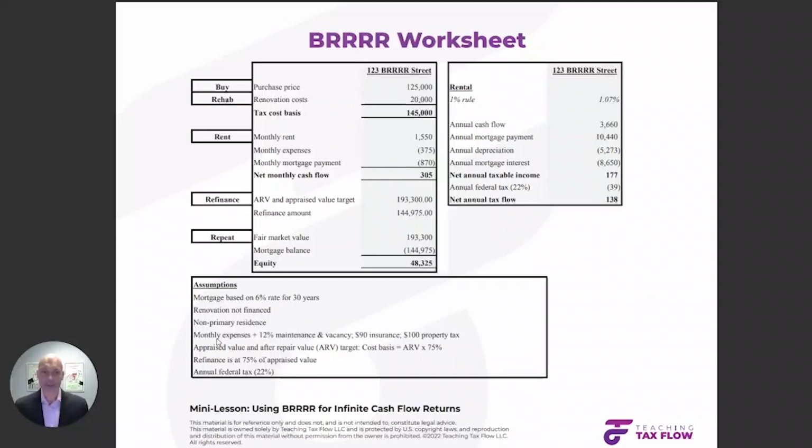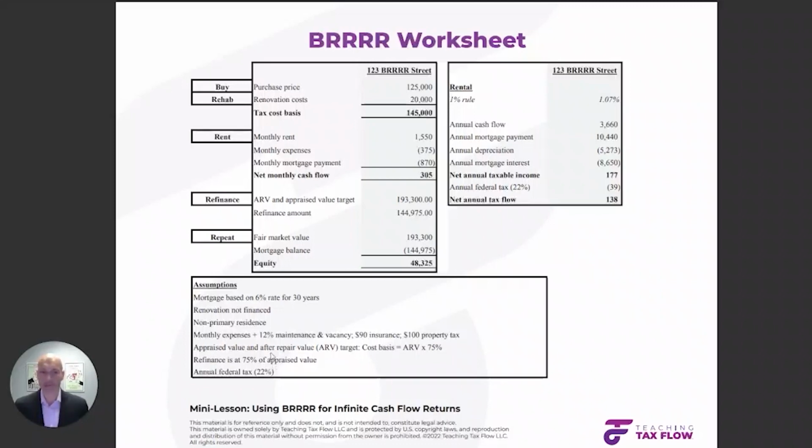Now, the key to the BRRRR method is once you acquire the property, we're going to walk through that process, and you renovate it, you need to figure out what the appraised value and after repair value is. So after repair value, the acronym ARV, all right? And typically, we're going to be able to pull out 75% of the equity, 75% of that after repair value or appraised value when doing that BRRRR method. So that's what we're really targeting. That refinance is 75% of the appraised value.